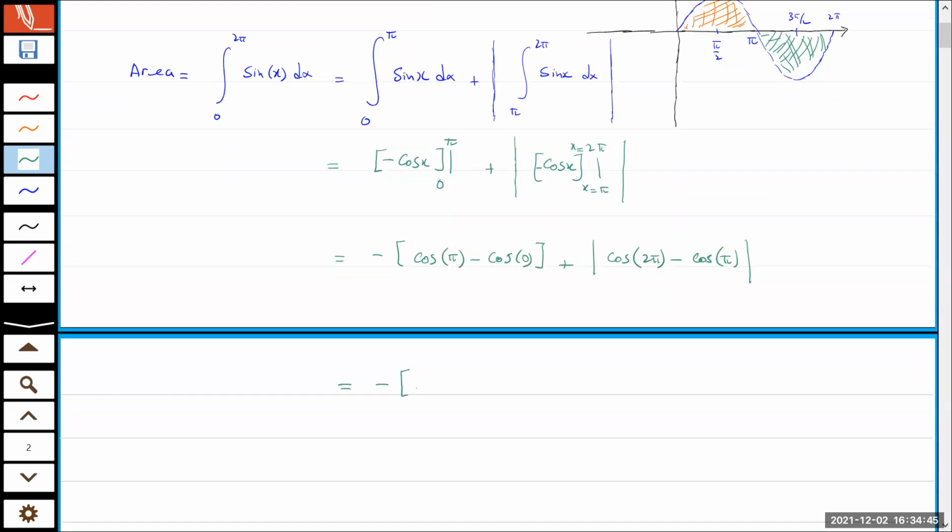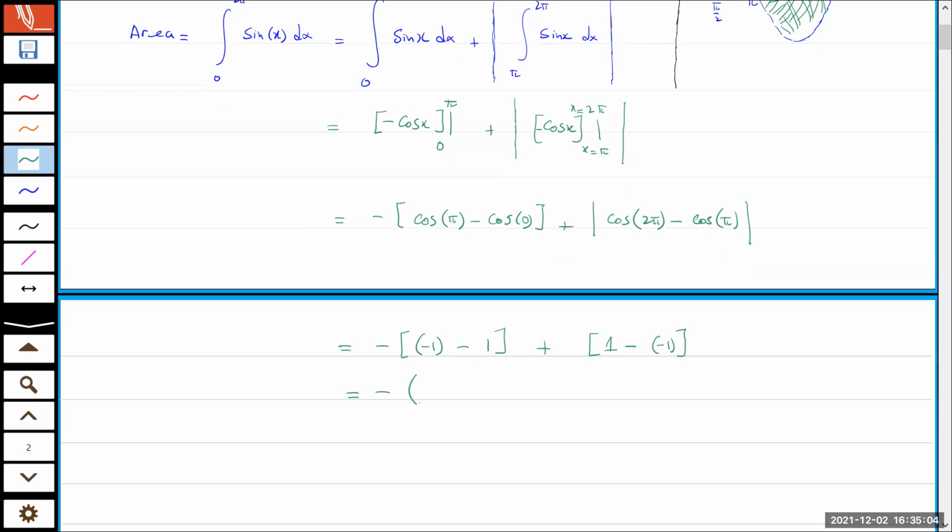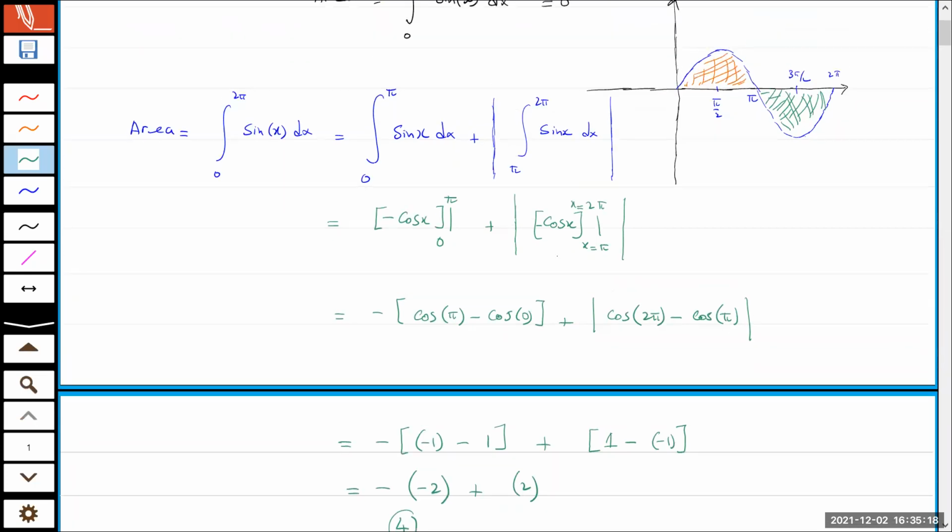This now becomes negative: cos of pi is negative 1, cos of 0 is equal to 1. Plus the absolute value: cos of 2 pi is 1, and negative cos of pi is negative 1, and the absolute value has already turned it into positive, so we can remove that. This equals negative 2 plus 1 plus 1, which is also 2. So 2 plus 2, we now get a non-zero value for the area, which is equal to 4. So it's this term which was canceling out this term over here. That's why we got the value as 0 in this case.